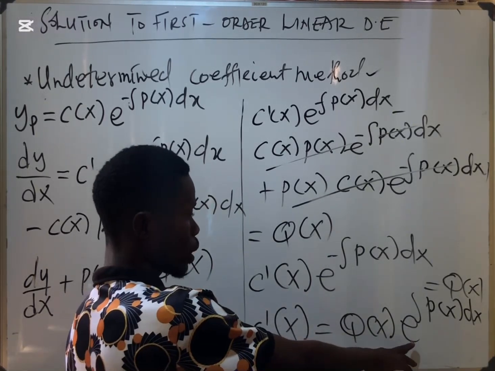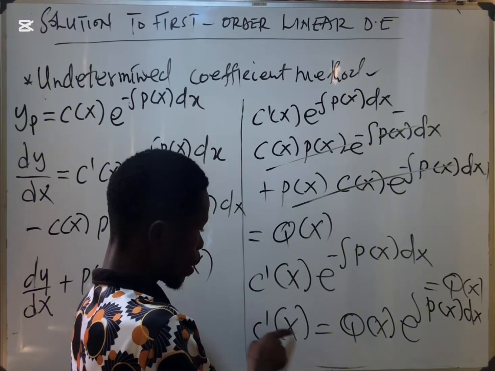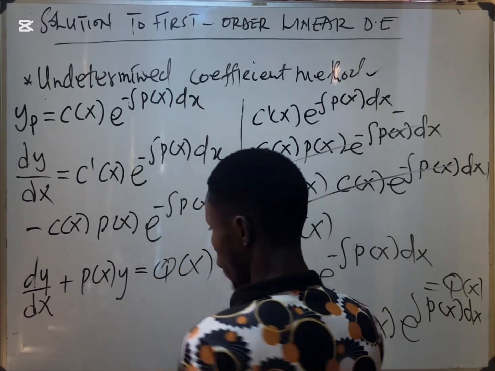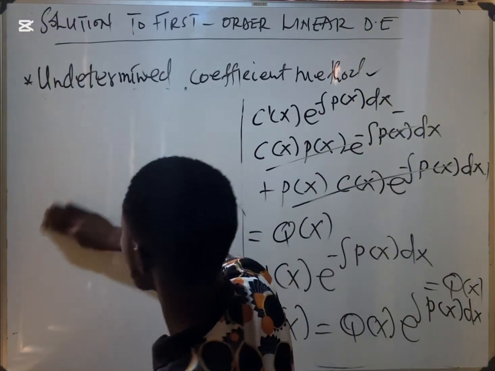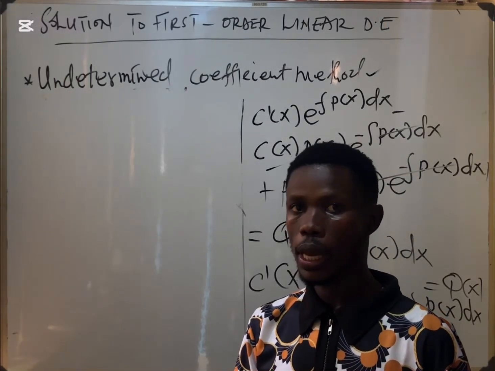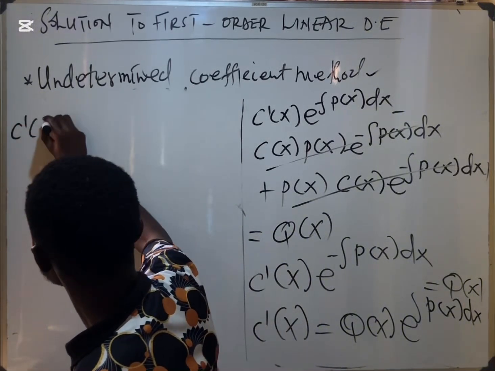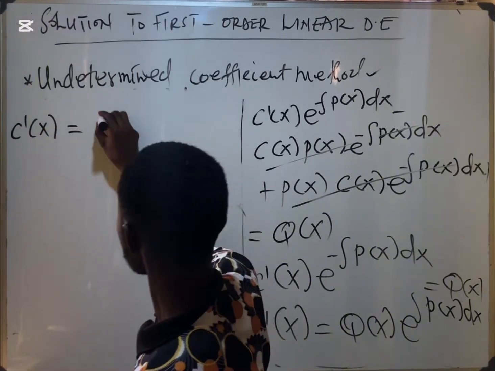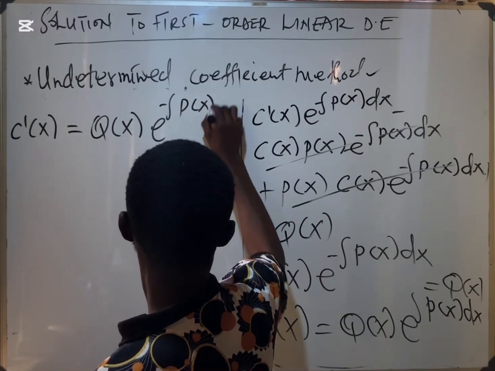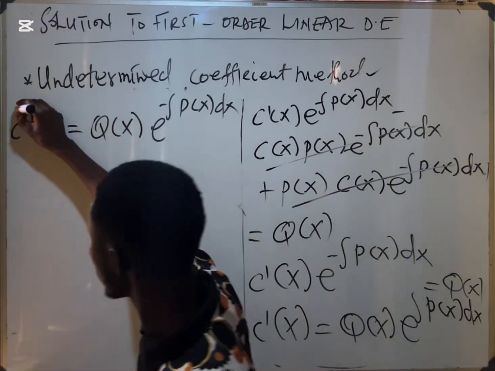So at this particular point, I want C, not C prime. So I have to integrate both sides. As I'm doing this, don't forget the y of p and the y of h. Okay, so now c prime of x is equal to k of x e to the integral of p of x dx. Is that okay? So now at this point, I take the integral on both sides.